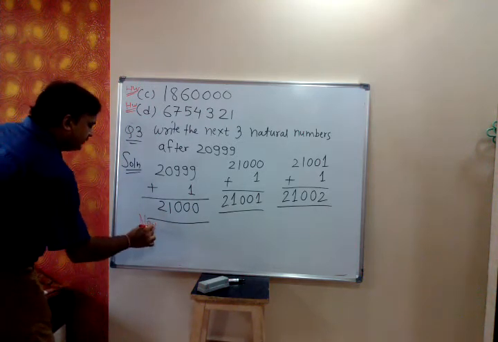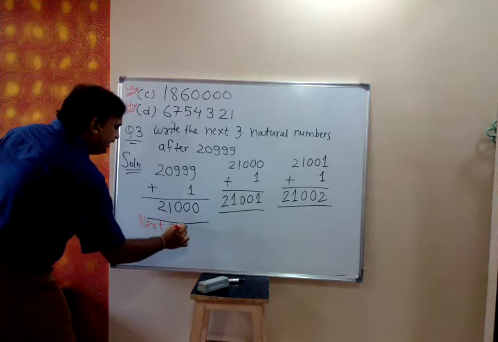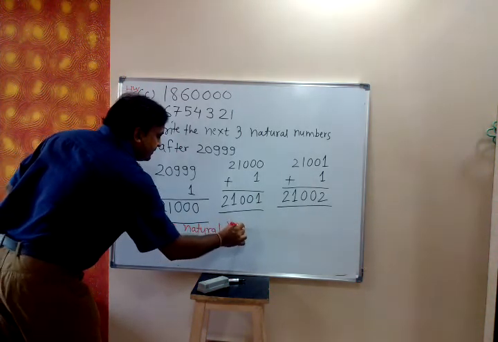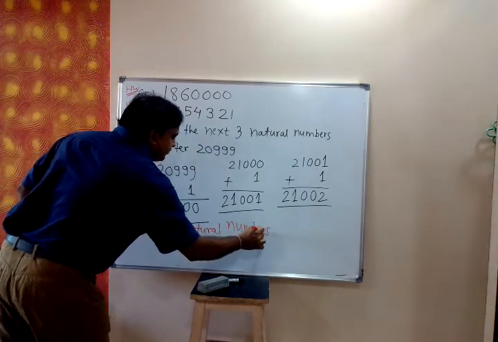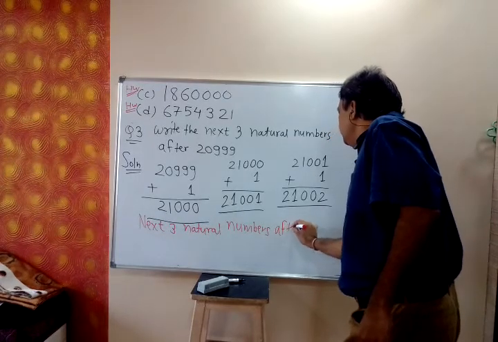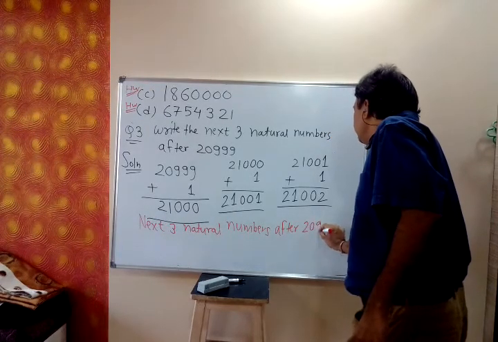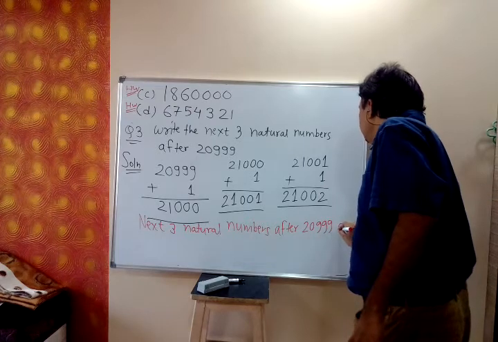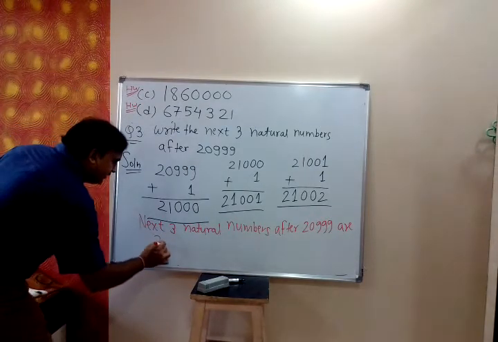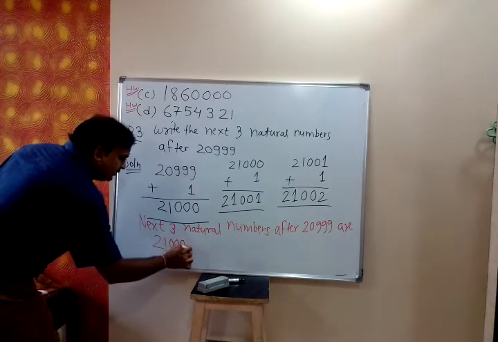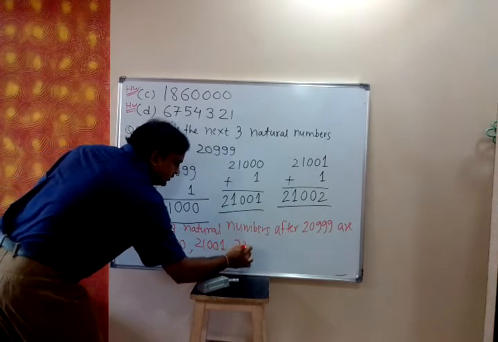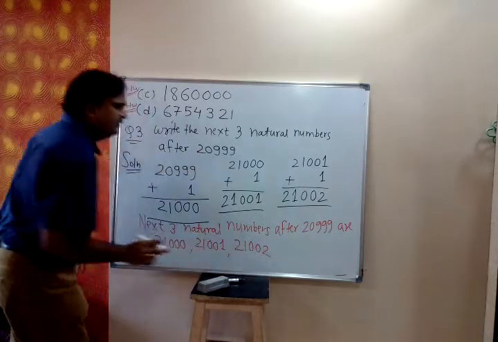Very good. Next 3 natural numbers. Write the answer. Next 3 natural numbers after 20,999 are 21,000, then 21,001, then 21,002. These 3.